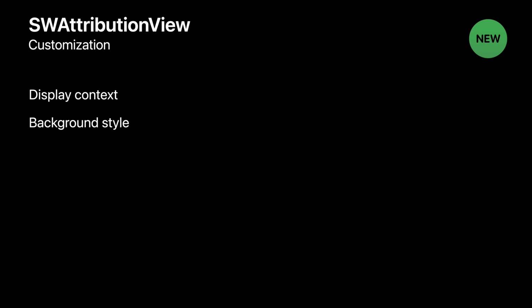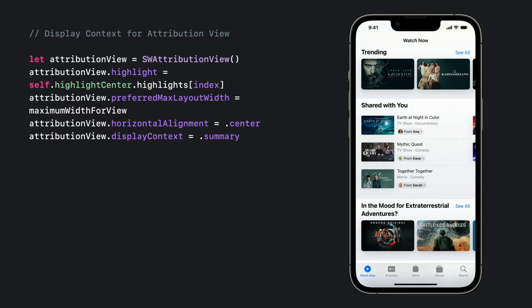The background style of the attribution view can be customized based on the content's background it is being used against. Let me show you an example. The default value for display context property is summary. This indicates that the content is being shown for consumption.